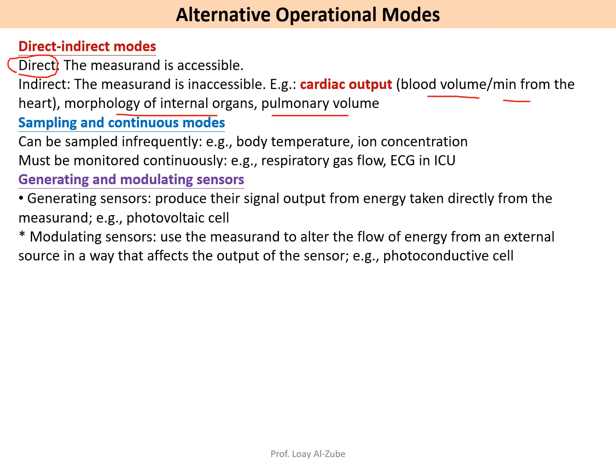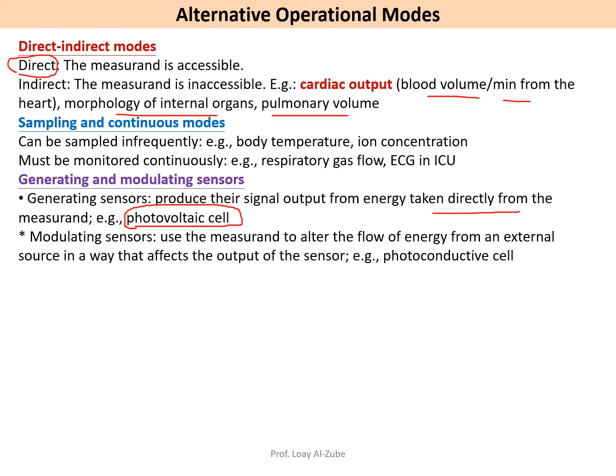Also, you have generating and modulating sensors. Generating is something that is actually giving you the information, but modulating is similar to the example that I told you, if someone is taking a pill, right? So I'm affecting it with that. A generating sensor takes energy directly from the measurement. A modulating sensor uses the measurement.